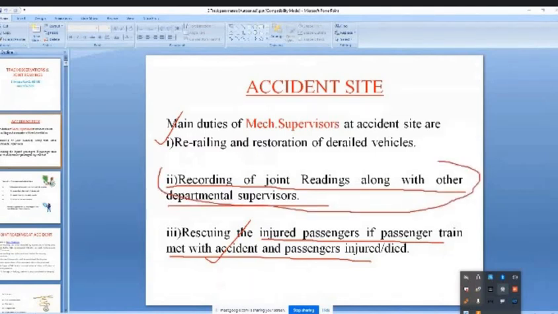This point is very, very important, so now we are discussing only this point. First point: how to do the re-railing and restoration, and how to do rescue of the injured passengers. You have to visit IRIDM. In IRIDM, they will teach you how to re-rail, what the tools are, and all those things, they will explain to you. So now I am not covering the first point and third point. I am covering only this second point.